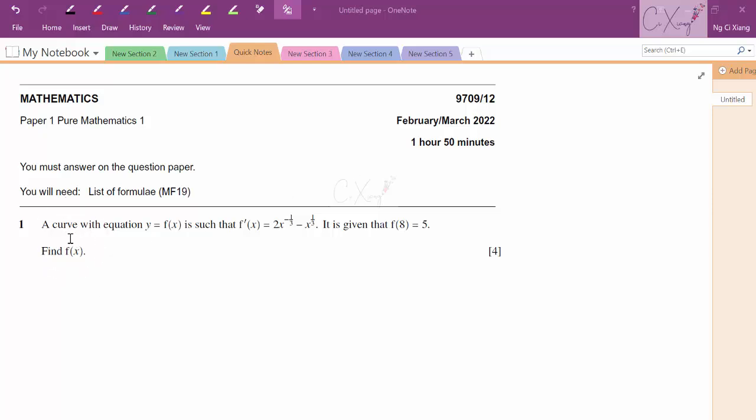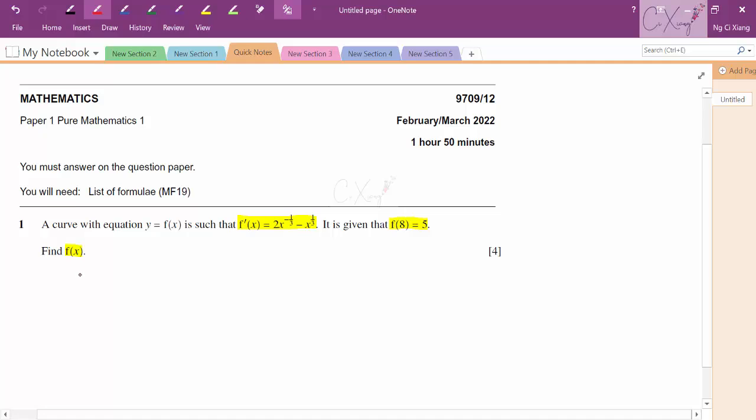There's a curve with an equation, and they give us the differentiation of this equation, which is f prime x equals 2x to the power negative 1 over 3 minus x to the power 1 over 3. And it is given that f(8) equals 5. So from here, they want us to find the equation of f(x).